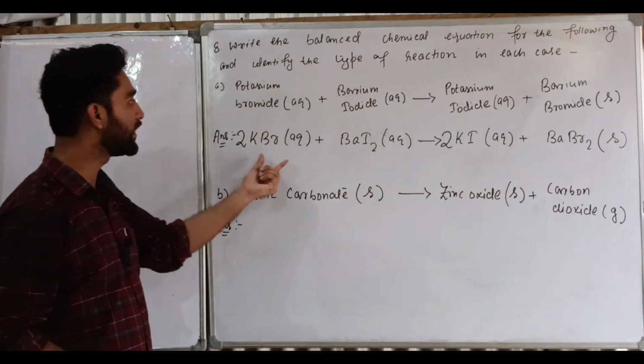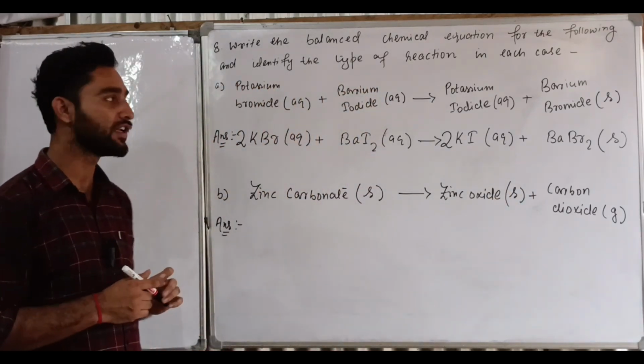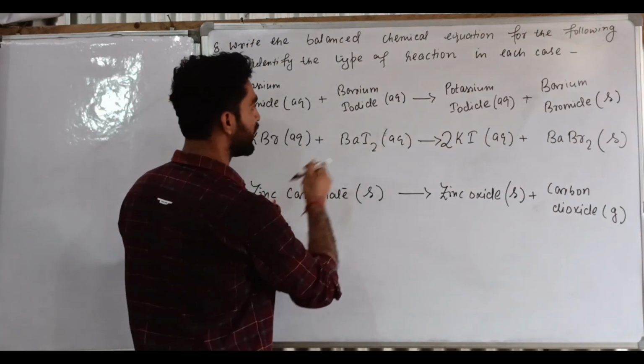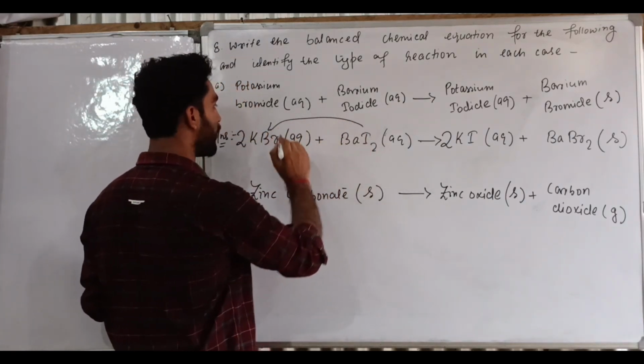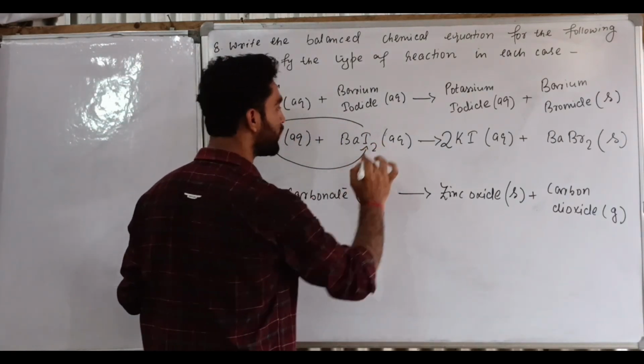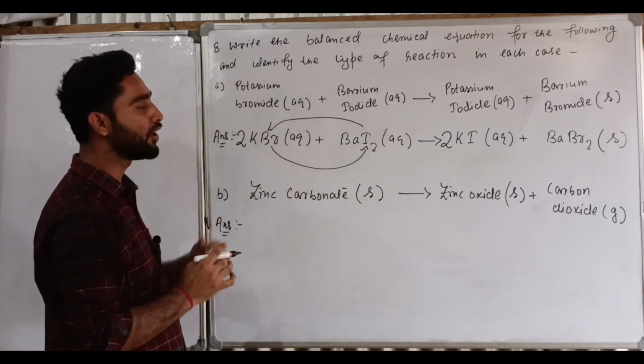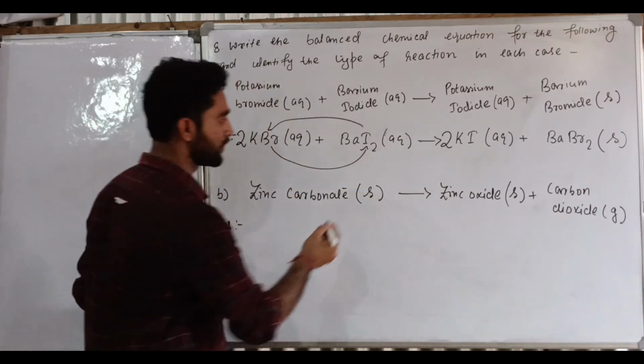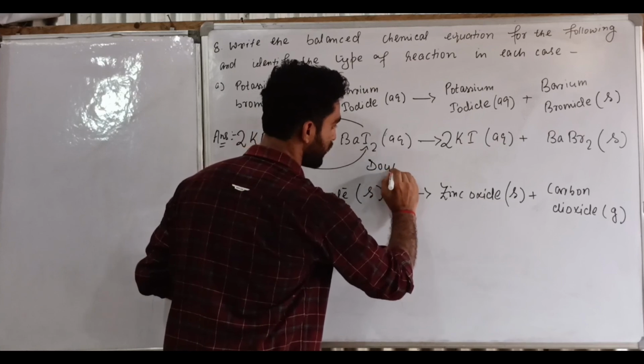Now we have to tell what kind of reaction it is. So clearly we can see, here you see, potassium took the place of barium and barium took the place of potassium, bromine and iodine exchanged places. So it is an example of double displacement reaction. So what kind of reaction?